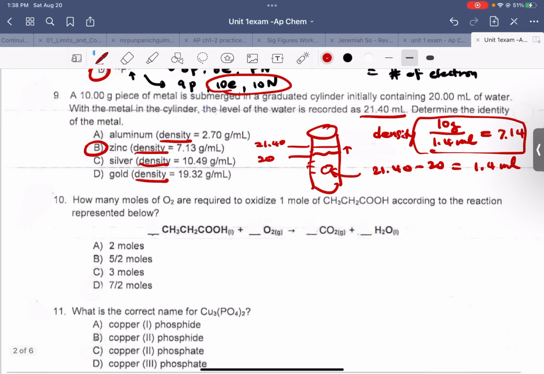Okay. Number 10. How many moles of oxygen are required to oxidize 1 mole of CH3CH2COH according to the reaction represented below?